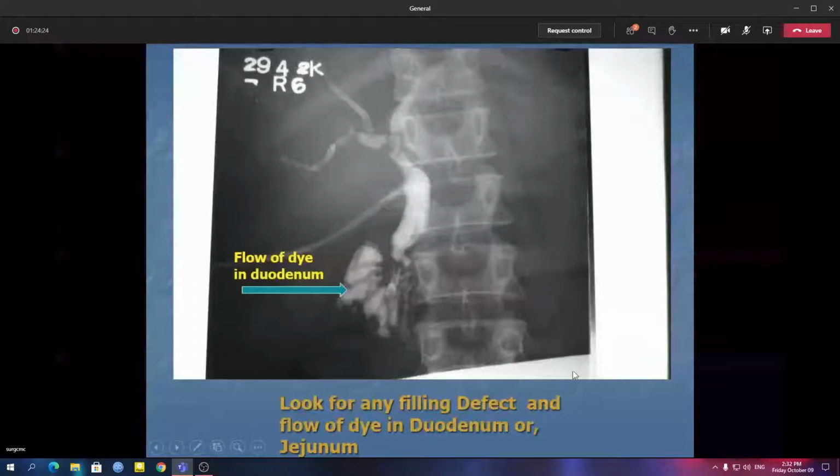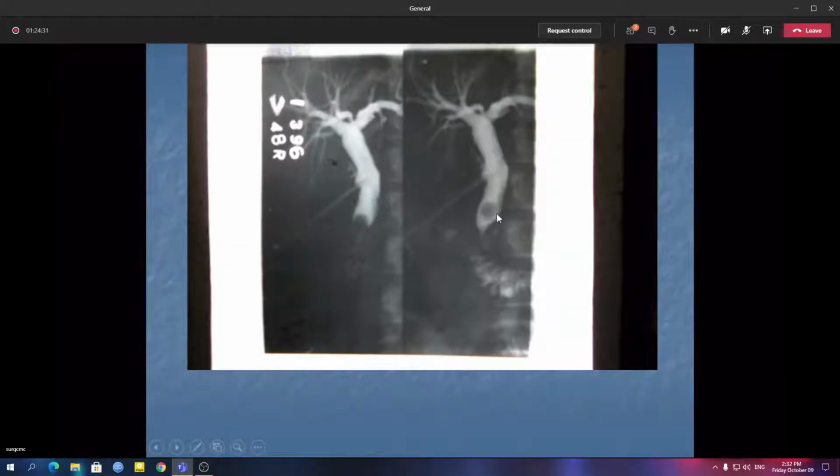Look for any filling defect or flow of dye. That is the two things. So how will a filling defect look? Now look at this picture. This is a filling defect.